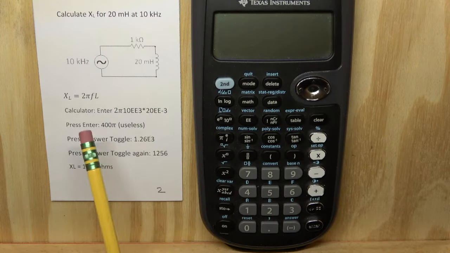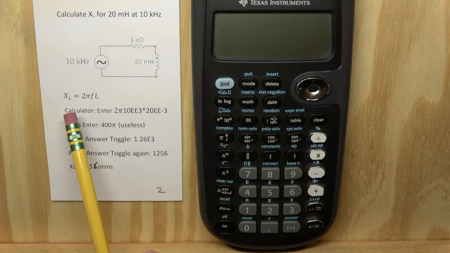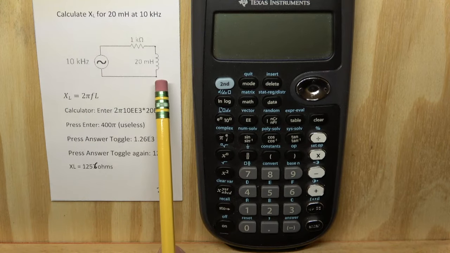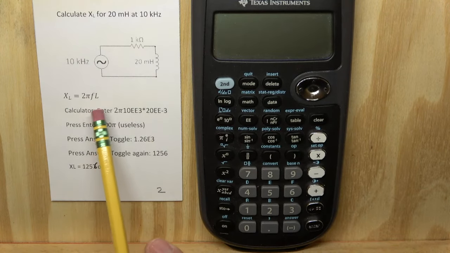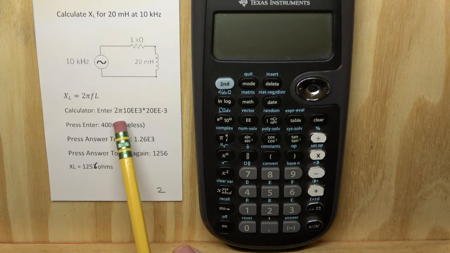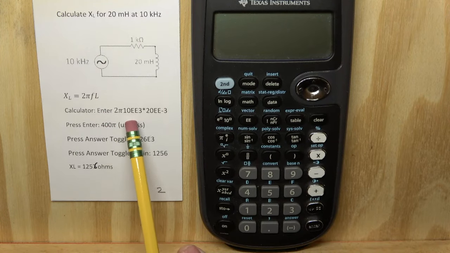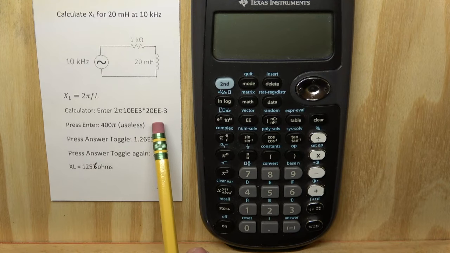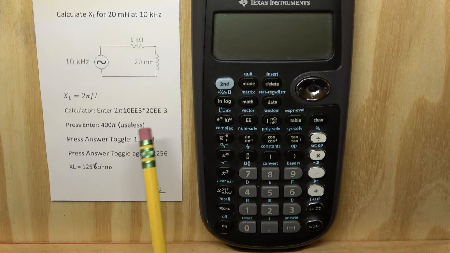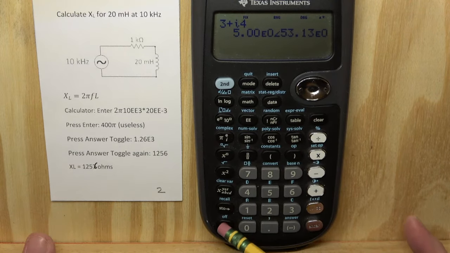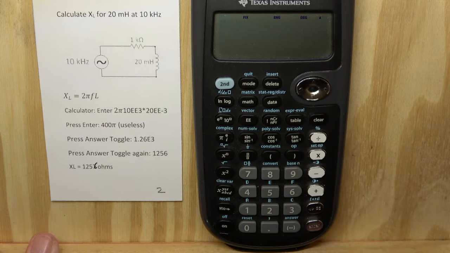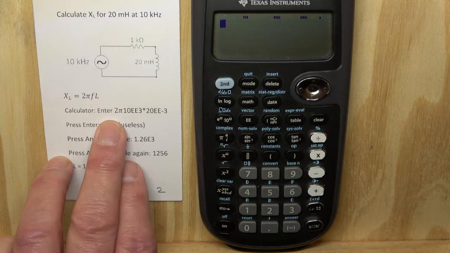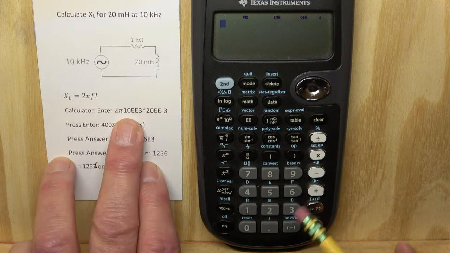So here's our circuit. To calculate the inductive reactance of the inductor, on the calculator this is 2 pi f L. So for the calculator, we're going to have to enter 2 pi, and then the value of frequency, which is 10 kilohertz, so that's 10 to the third, times the inductor, 20 millihenries, so that's 20 EE, negation key, 3. So let's see what happens there. I'll turn on the calculator, clear it, and we'll see if we can enter this. Feel free to follow along on your calculator.